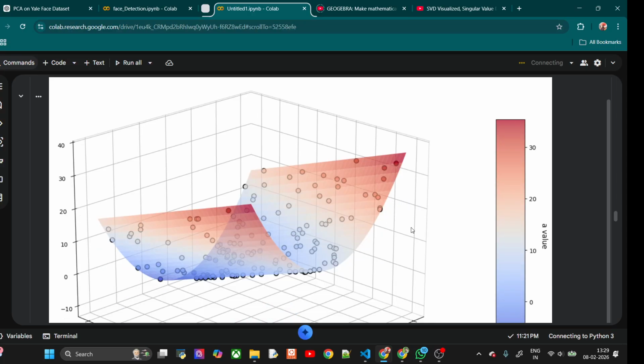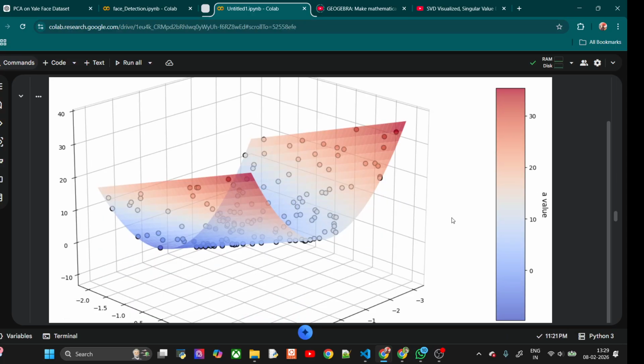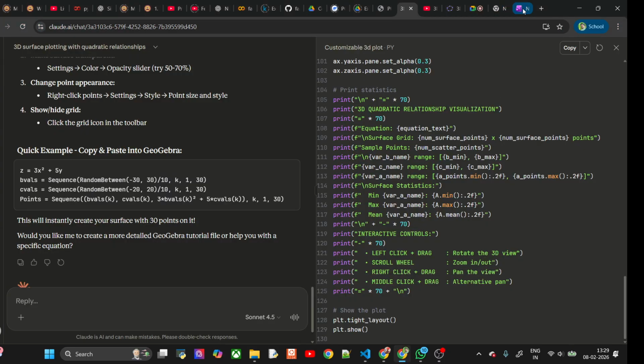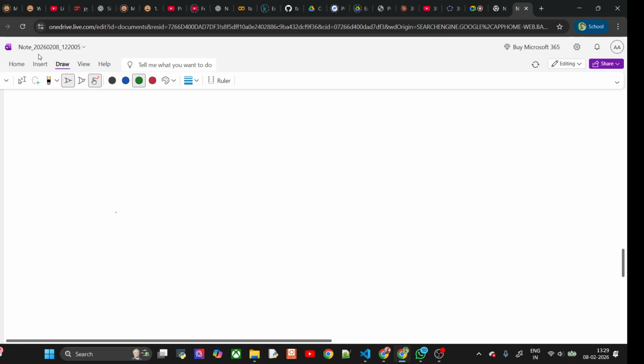Okay. For example, you are having the 3D axis. In the 3D axis, these are your points. Maybe copy the image and put it on the... I don't know, I am not able to put it.